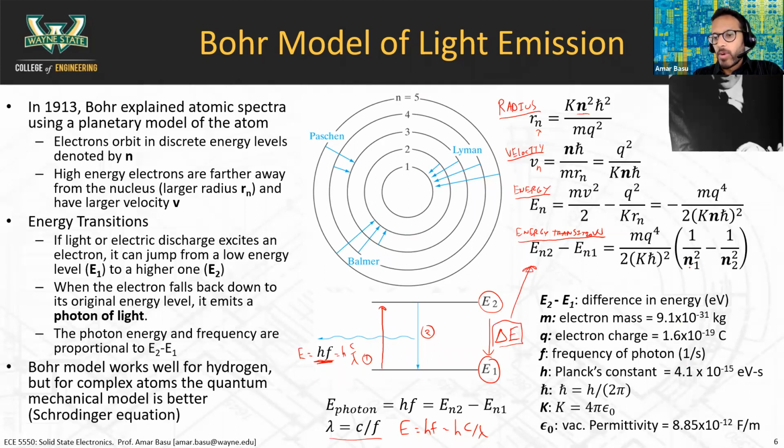Okay, you notice you have 1 over n1 squared, 1 over n2 squared. n2 is the higher energy level. So let's say we're talking about a transition from energy level 4 to 3. So n2 would be equal to 4 and n1 would be equal to 3. And then you have to plug in these other constants. So you can clearly see that the energy transitions are dependent on the energy level that you're at.